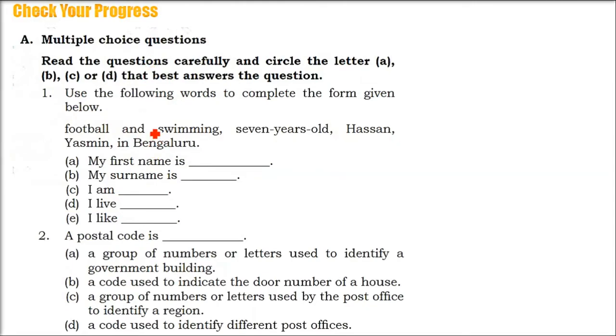Now, whatever we have seen, let us see what we have learned. Use the following words to complete the form given below. So we have, my first name is. What is your first name? The first name can be Yasmin, Hassan Yasmin or Yasmin Hassan. So Yasmin can be a first name. The surname is Hassan. I don't know the name, so Hassan can come first, Yasmin comes second also. I am 7 years old, or whatever date is given. I live in Bangalore. Then I like football and swimming.